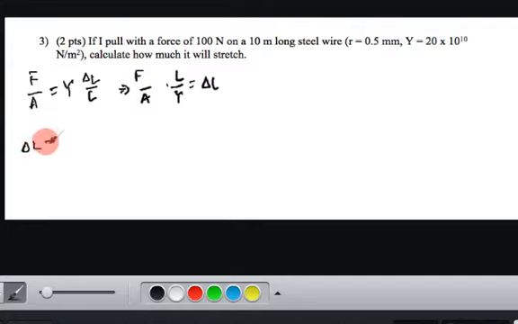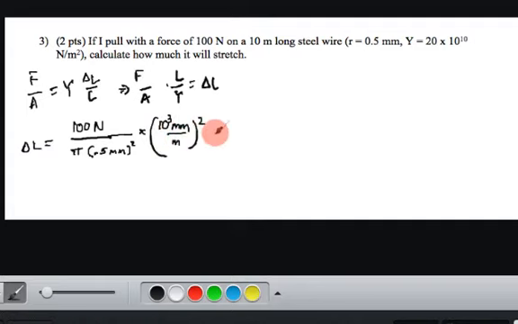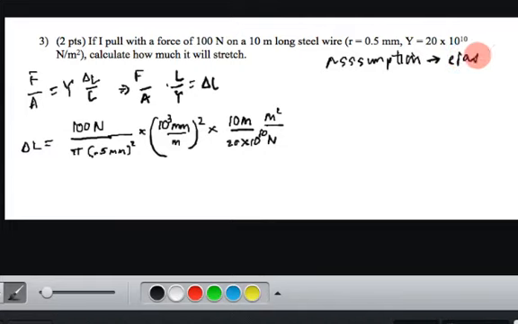Okay, so delta L is equal to 100 newtons over the area, pi times the radius, 0.5 millimeters squared. I need to convert that, of course, to meters, times 10 to the third millimeters per meter, and I'm going to square that, times the original length, 10 meters, divided by 20 times 10 to the 10th newtons per meter squared. Okay, so this is the assumption behind this. The assumption is elastic stretching, and I don't know if that's going to happen at all, but we can't check it. We're going to do it. That's where this equation comes from, an elastic stretch.